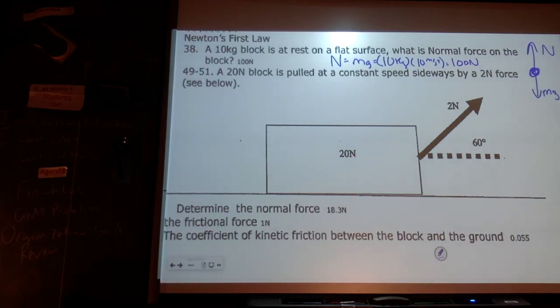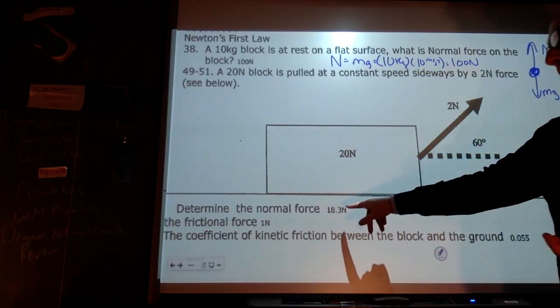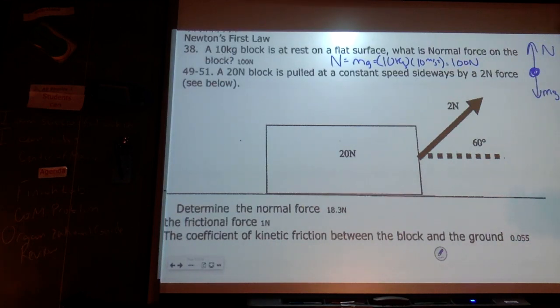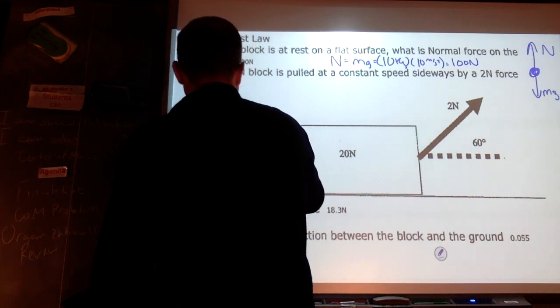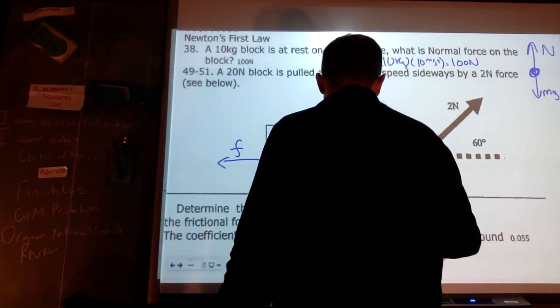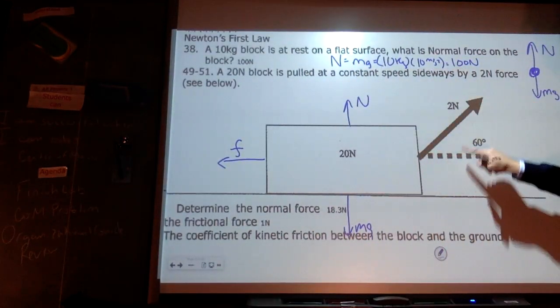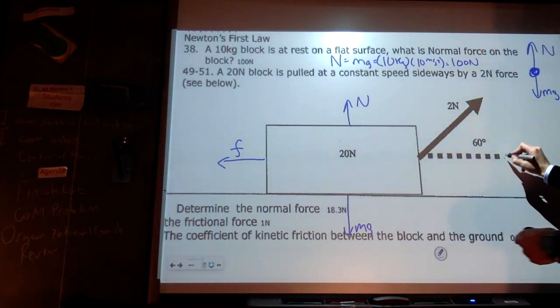A 20 Newton block is being pulled at a constant speed sideways by a 10 Newton force, see below. So it's directed above that. Determine the normal force, determine the frictional force. So my free body diagram would have friction going back, normal also going up, and weight going down. I need to break this into components because this force that's at an angle is both pulling up and pulling to the side.